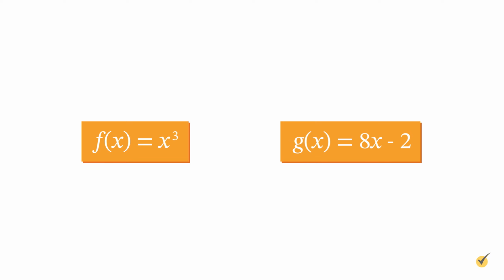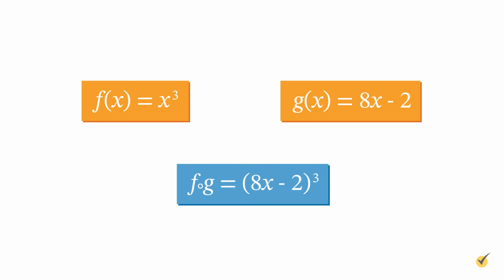Before we get started, let's briefly review composition of functions. Composition of functions can be described as nesting one function inside another, and is usually denoted with a little circle between the two functions. For example, if f of x equals x cubed, and g of x equals 8x minus 2, then we would say that f composed with g equals the composite function f of g of x equals the quantity 8x minus 2 cubed.